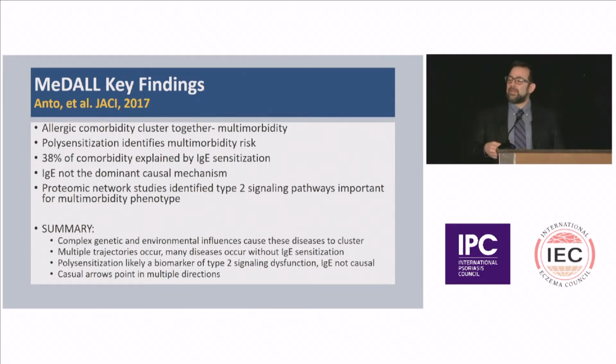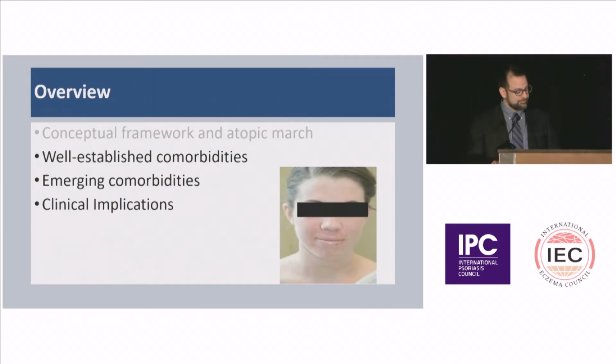The proteomic networking analyses data look like Th2 signaling is pretty important, especially for these multimorbidity cases. So in summary, basically causal arrows go everywhere, but Th2-driven signals and Th2 dysfunction is pretty darn important for these diseases that may start at different times.